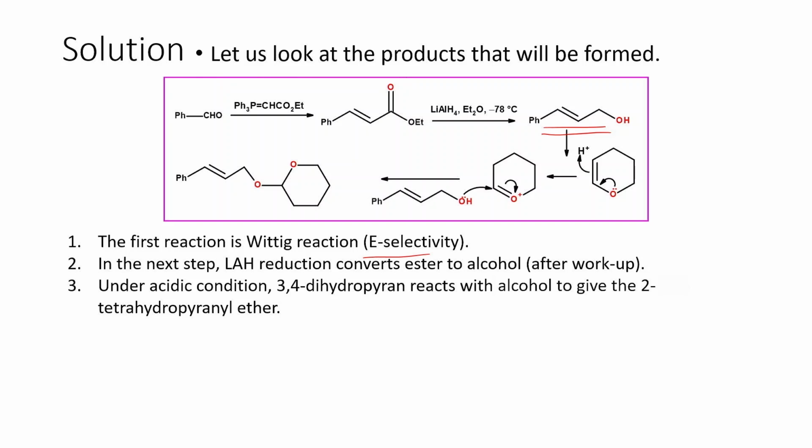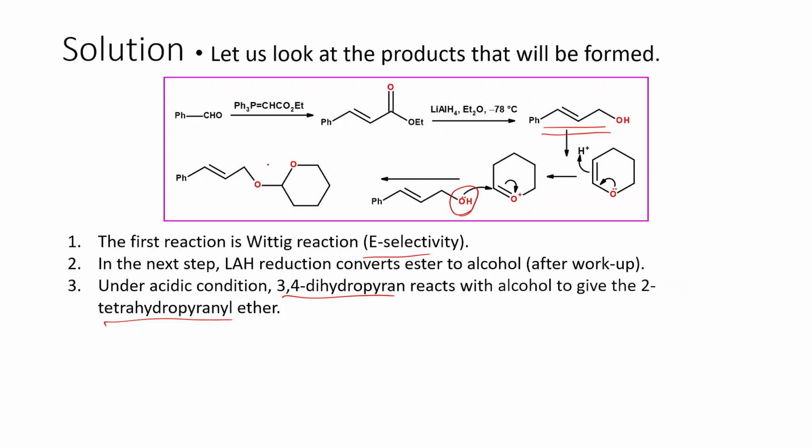So once the allyl alcohol is formed, it is treated with 3,4-dihydropyran in the presence of an acid, that is para-toluenesulfonic acid. This undergoes protection of the alcohol unit by the dihydropyran, and the resulting product is a 2-tetrahydropyranyl ether.